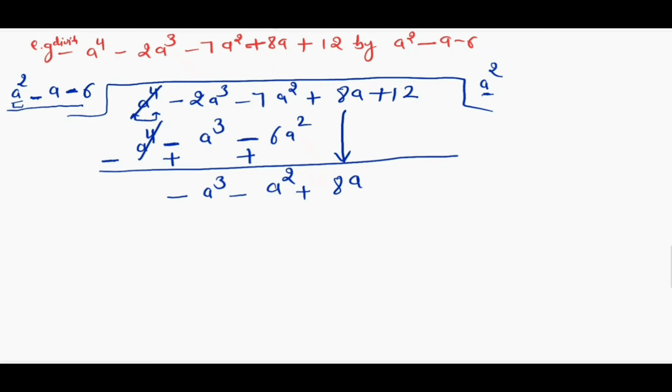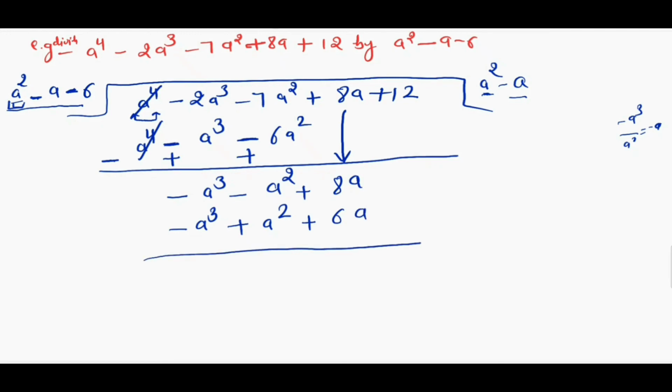So here again I have to divide this negative a cube with a square. I will get negative a. So after that I have to multiply all the terms of divisor with this negative a. First term a square multiply by negative a, I will get negative a cube. So next negative a multiply by negative a, I will get plus a square. Next negative 6 multiply by negative a, I will get plus 6a.